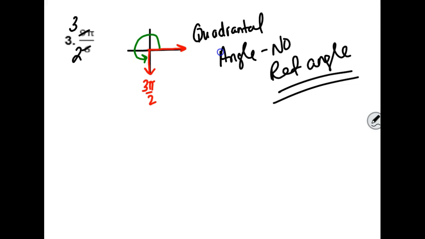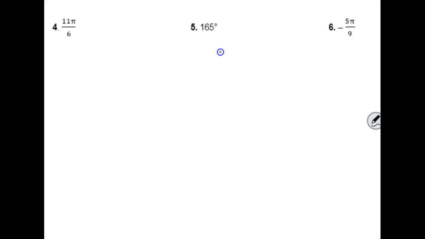All right, next one. 11 pi over 6. You know what? We'll do the two radian ones. I'm going to skip the degree one because it's just getting boring. All right, 11 pi over 6. I don't want to have to convert every time, guys. I feel like it slows you down unnecessarily.